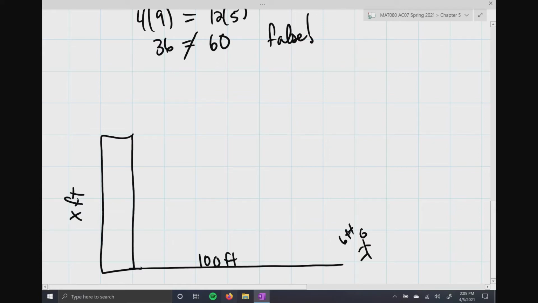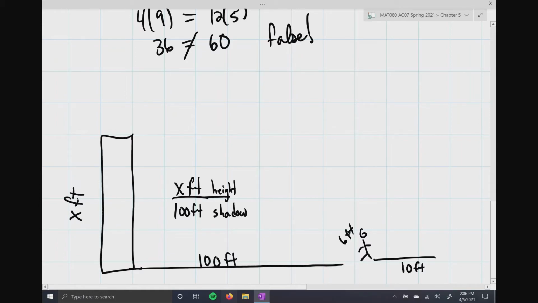All right, so I'm 6 foot, but I cast a 10-foot shadow. And I told you we're going to solve this problem. Here's what I know. I know that I can create a ratio. And the ratios are very simple here. The ratio for the building is going to be x feet height over 100 feet shadow.